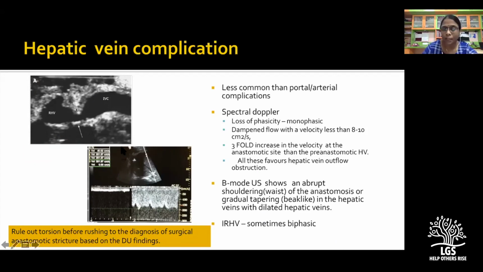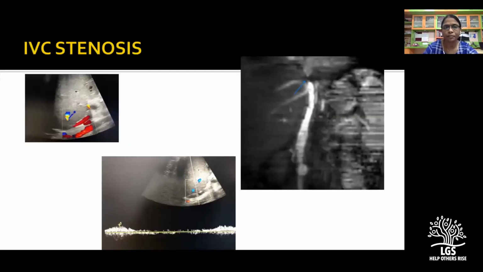In this scenario, we have to proceed with the conventional venogram to know the pressure gradient across the stenotic segments of the hepatic vein. If it is more than 7 mm, then it needs to be intervened with either stent placement or angioplasty.